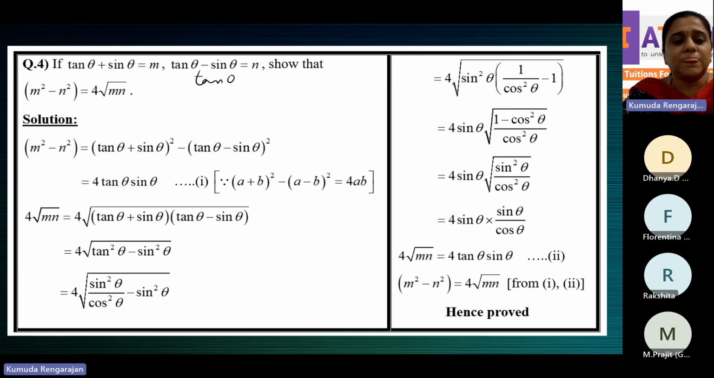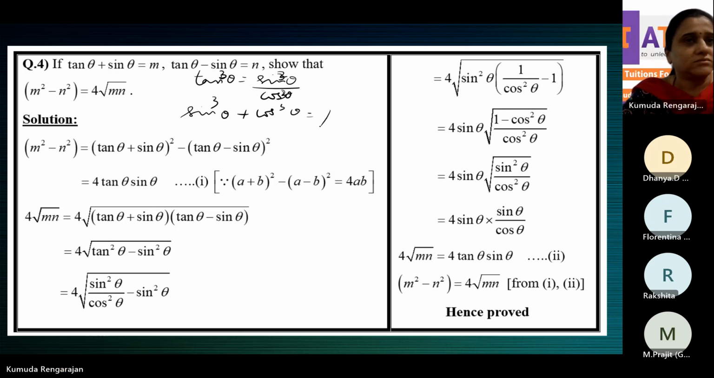From tan theta is equal to sine theta by cos theta, we squared on both the sides. So you get tan square theta, sine square theta by cos square theta. All of us agree this. If you cube on both the sides, you'll get tan cubed theta is equal to sine cube theta by cos cube theta. This is true. But the identities you cannot change, like sine square theta plus cos square theta is 1. You cannot remove the 2 and say sine cube theta plus cos cube theta is 1. That's wrong.